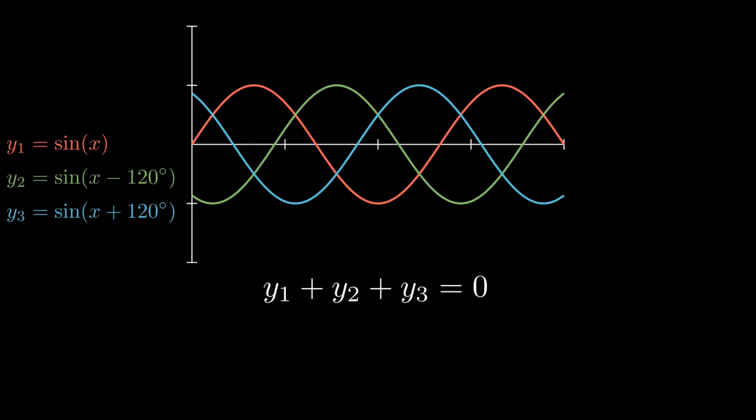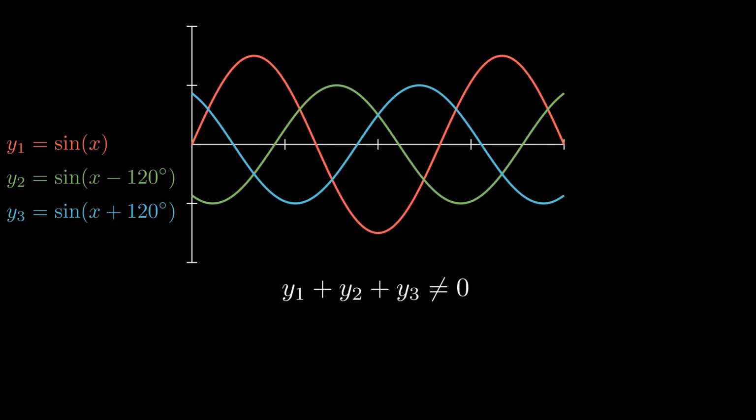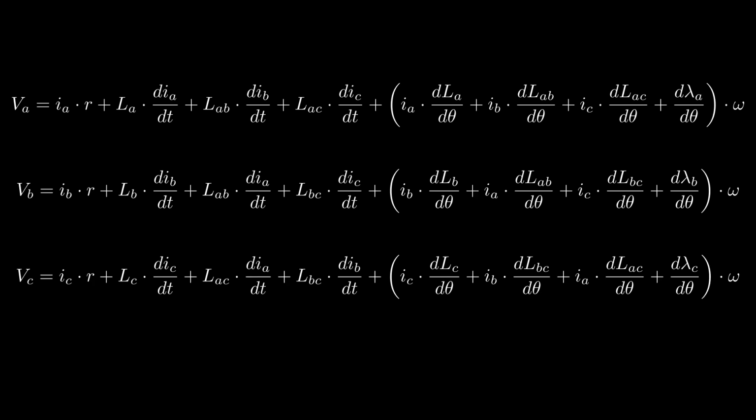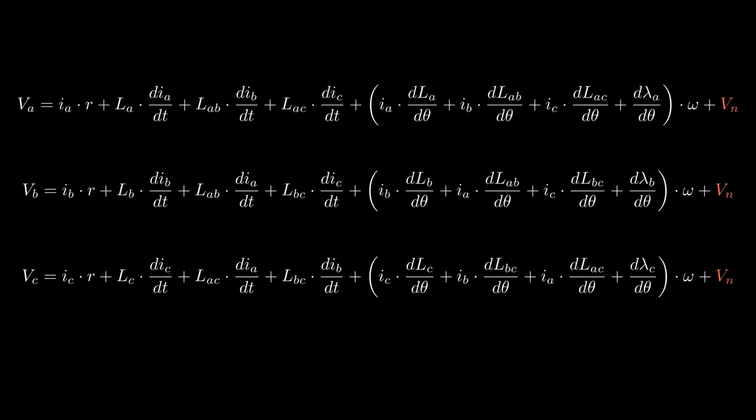However, there are always some slight differences between the phases, like a different inductance or resistance, so solving for this neutral voltage will allow the simulation to handle variations between the phases, and thus give a more general solution. So now, we need to update the phase voltage equations by adding the neutral voltage. And finally, what we actually want to find are the phase currents.